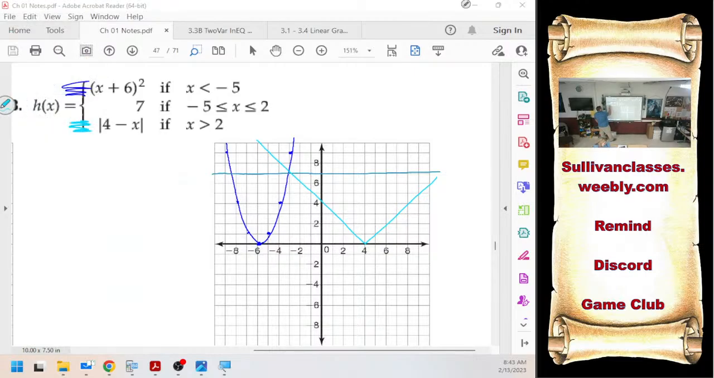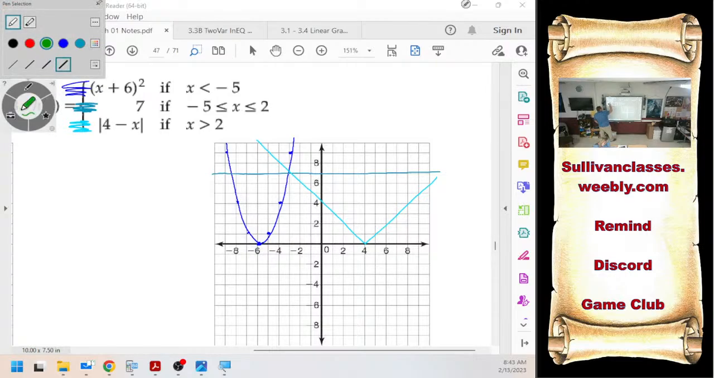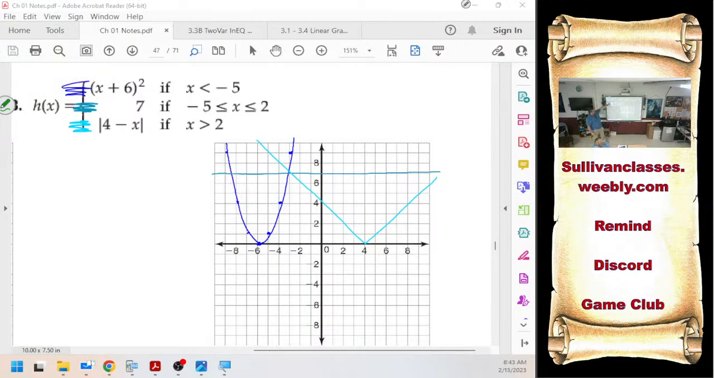So we got this guy and this guy. Make sure we got all the colors there. And then I'm going to come back and do it for real and say I only care about the parabola less than negative 5. So go to negative 5, open circle, right there. I only care about this from negative 5 to 2 inclusive. So here to here. And I only care about this after 2. So I'm going to open circle that guy, then get rid of everything else.